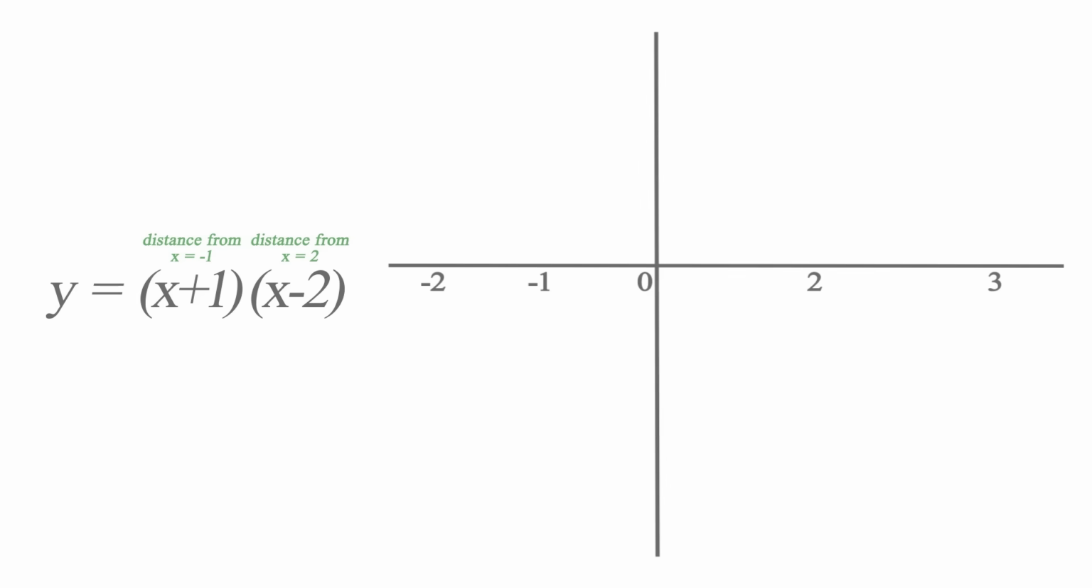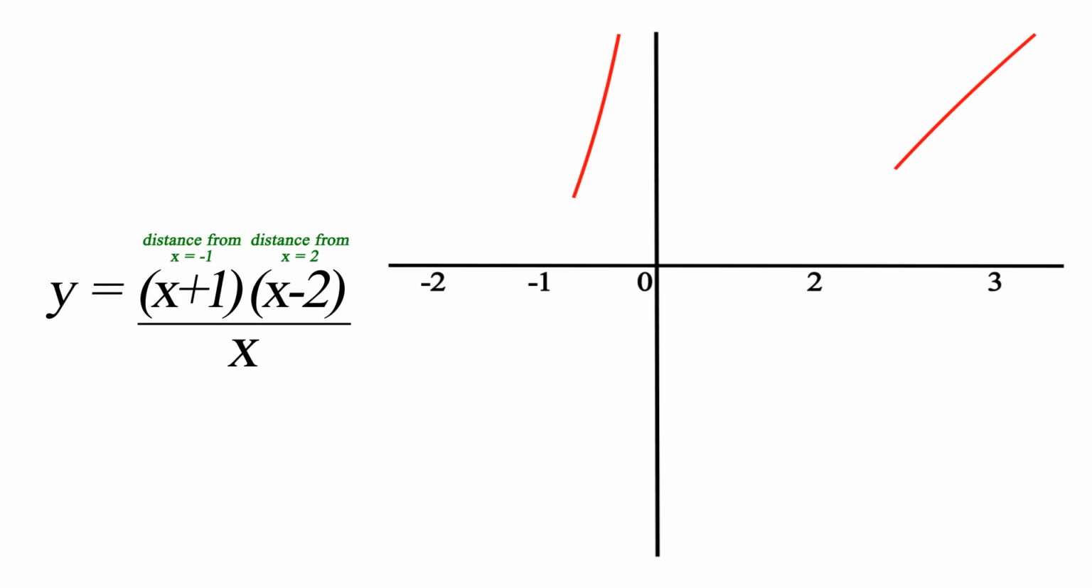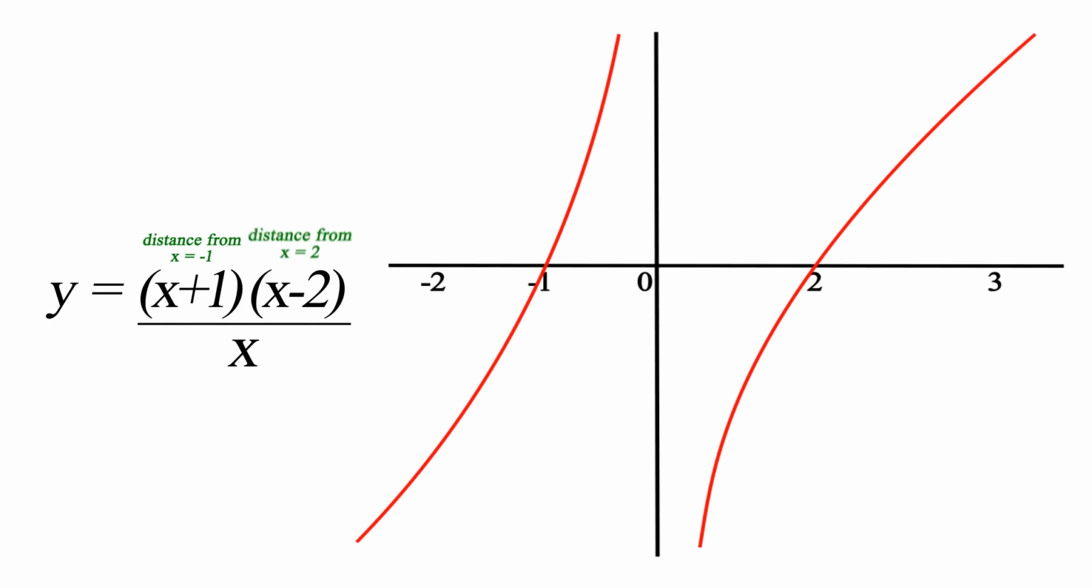But now let's turn this into a rational function by dividing the same equation by x, for example, giving us this plot. In order to graph this like we just saw, we still, for any x-coordinate, have to find the distance from x equals 2 multiplied by the distance from x equals negative 1. But now this is all divided by the distance from x equals 0, and that will output our y-coordinate. So on our graph, 2 and negative 1 are the zeros again, and 0 would be the asymptote, but instead I'm going to call it a pole and label it with an x.